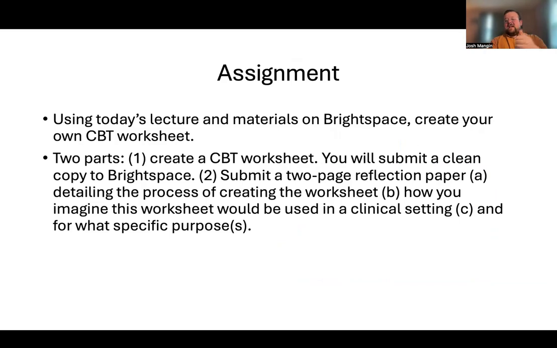Because with the assignment for this week, you're going to use today's lectures and the materials I referenced on Brightspace to create your own CBT worksheet. Try to aim for a page or two. Okay, don't get too complicated with the length, but you can have some creativity. You want some cool pictures, some fun activities, whatever it may be. So there's going to be two parts to this. One, you're going to create the CBT worksheet. Again, a page or two.